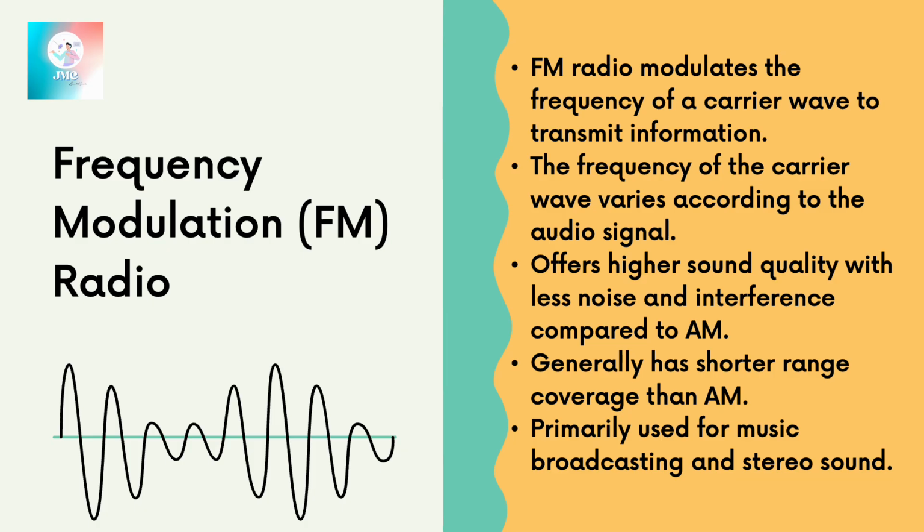FM radio, or frequency modulation, uses a slightly different approach. Here, the information is encoded by varying the frequency or pitch of the carrier wave itself. Imagine the carrier wave as a musical tone, and in FM radio, the pitch of that tone is what carries the information. This method is less susceptible to interference from electrical noise or other radio signals, resulting in a much crisper and clearer sound quality compared to AM radio.